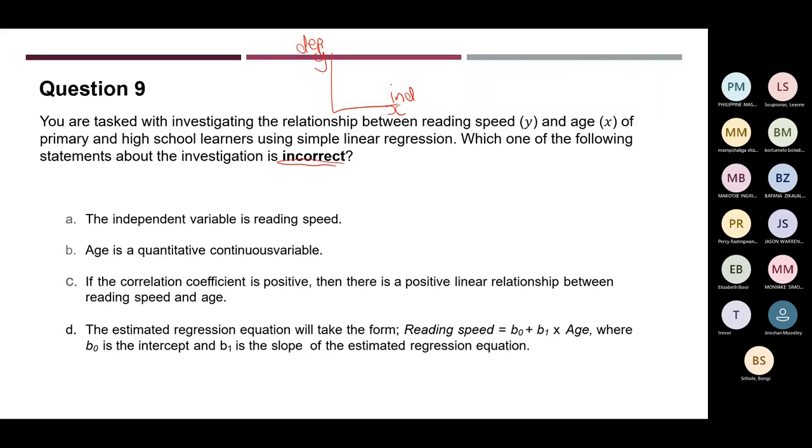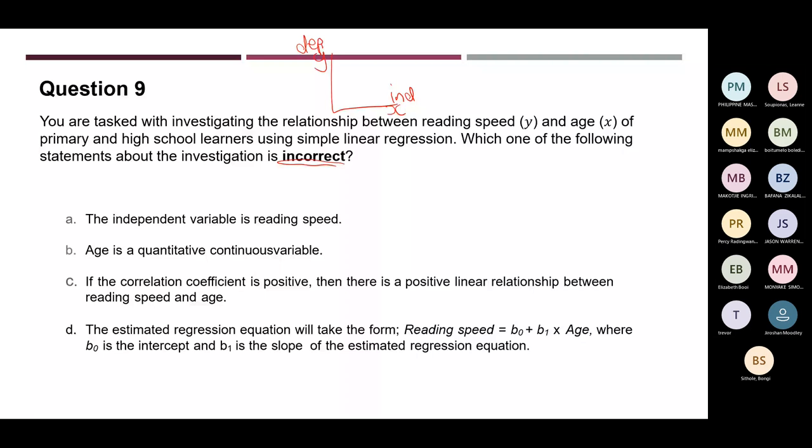Reading speed, age, think about it. What is age? Is age discrete or continuous? Ask yourself that. Reading speed, can you count the reading or can you measure the reading? Think about it, because there's a difference between counting and measuring. Counting is discrete, measuring is continuous. So think about it. If the correlation coefficient is positive, these are the things that we explained in the beginning. I'm not going to repeat that.